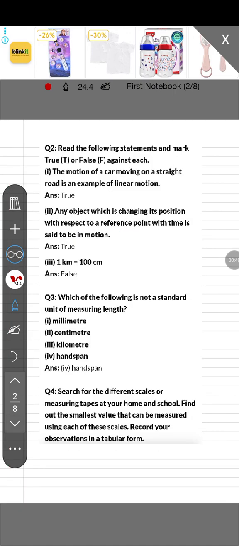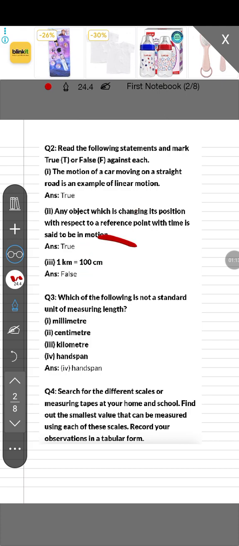Now question number 2, true and false. The motion of a car moving on a straight road, it always moves straight, so it is an example of linear motion. Yes, true. Any object which changes position with respect to a reference point, if you are changing the position with time, it is said to be in motion. Yes, it is motion. True.